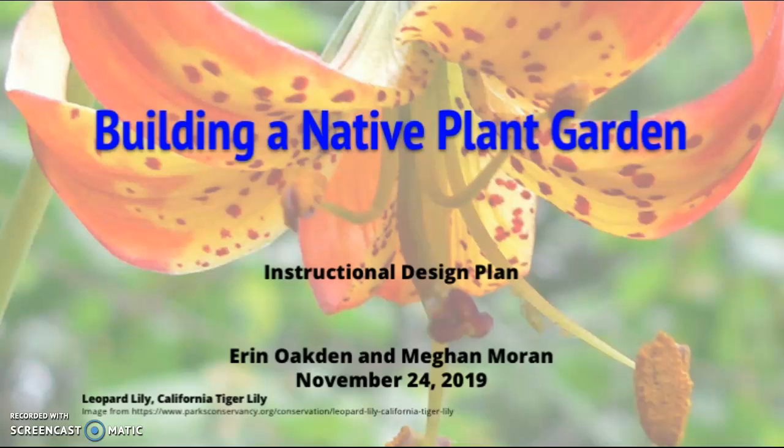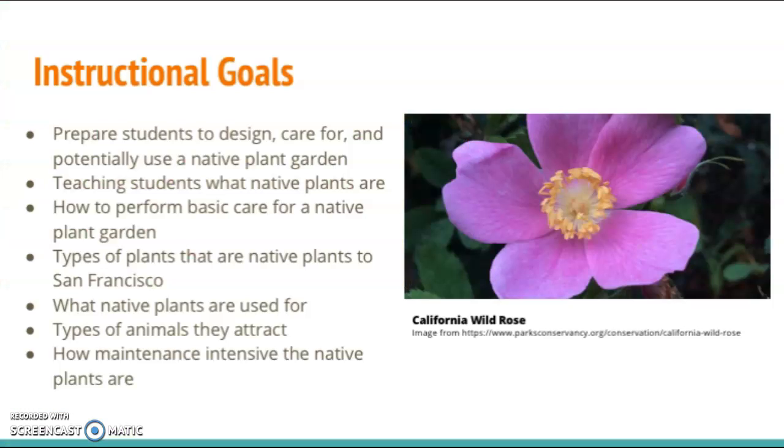This is our short overview of our instructional design for building a native plant garden. Our goals for this instruction are to prepare students to design, care for, and potentially use a native plant garden, teaching students what native plants are, how to perform basic care for a native plant garden, types of plants that are native to San Francisco, what native plants are used for, the types of animals they attract, and how maintenance intensive the native plants are.